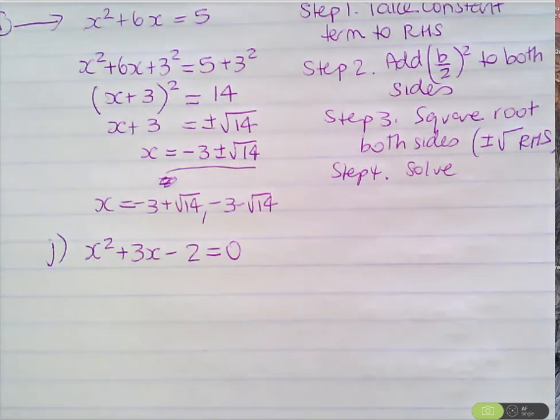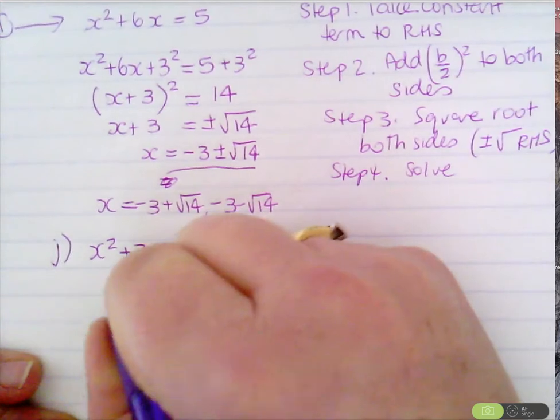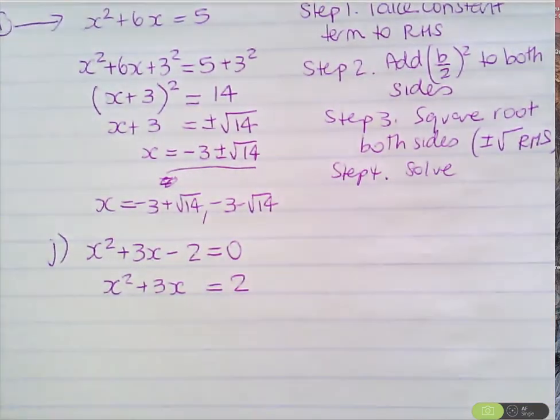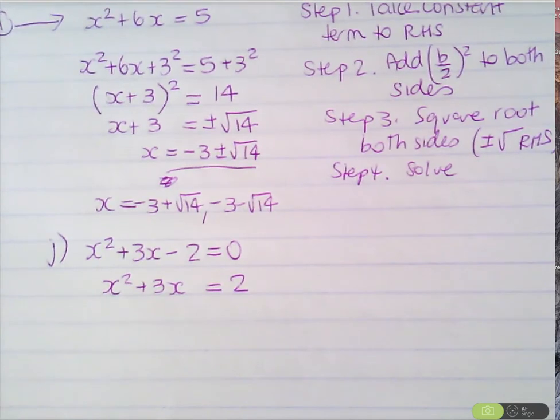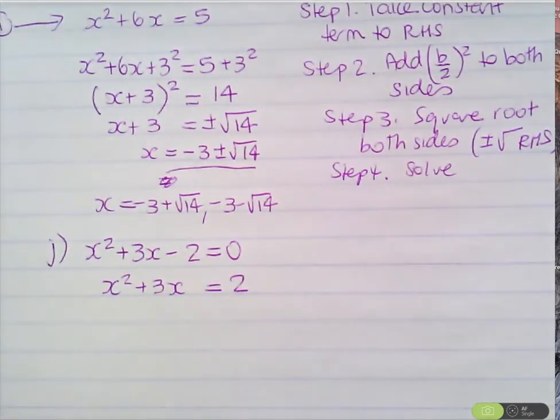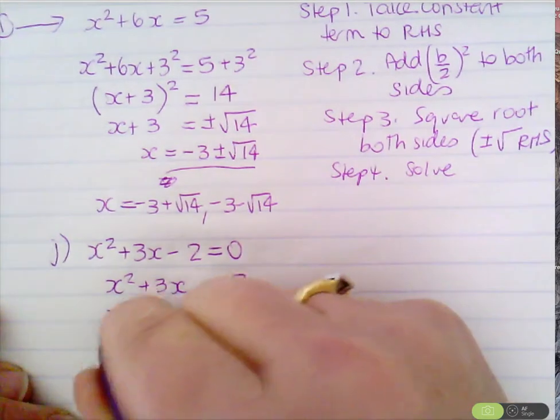Take the constant to, girls, this one's a little bit trickier because, ladies, they're not all as simple as the first one. Because you can't get a nice whole number when you halve the 3. X squared plus 3x minus 2 equals 0. Take the constant to the right-hand side. Then what do we do next?